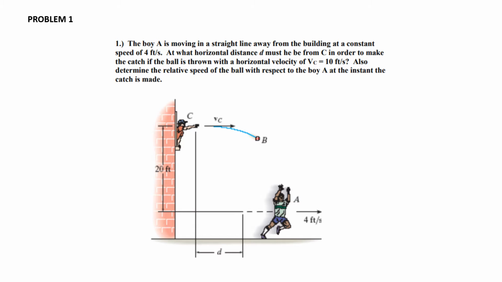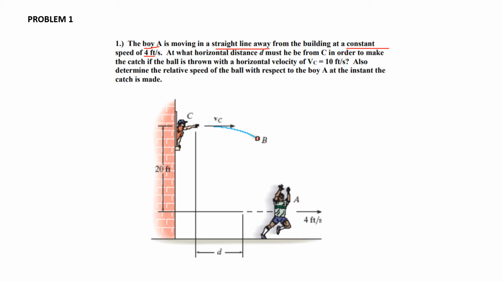The question tells us that we have some boy A moving in a straight line away, so that lets us know the direction, from the building at a constant speed. So we're dealing with a constant speed here of 4 feet per second. So this is for our boy A right here.